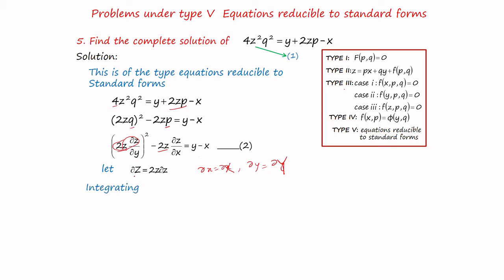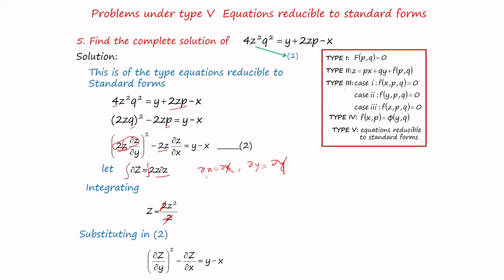Now you have to integrate this. When integrating, the integral of 2z dou z is 2z squared by 2. The integration of z dou z is z squared by 2, and this 2 gets cancelled, so you get z squared alone. Then we substitute the terms here. 2z dou z is replaced by dou capital Z, giving dou capital Z by dou y the whole square, minus dou capital Z by dou x, is equal to y minus x. This is our simplified equation after substituting all the terms.